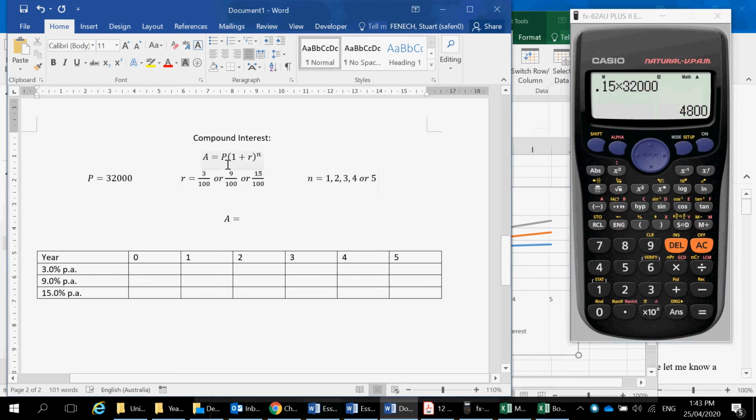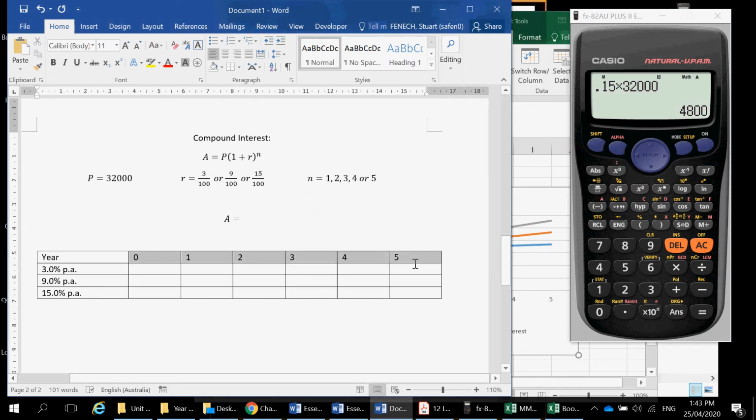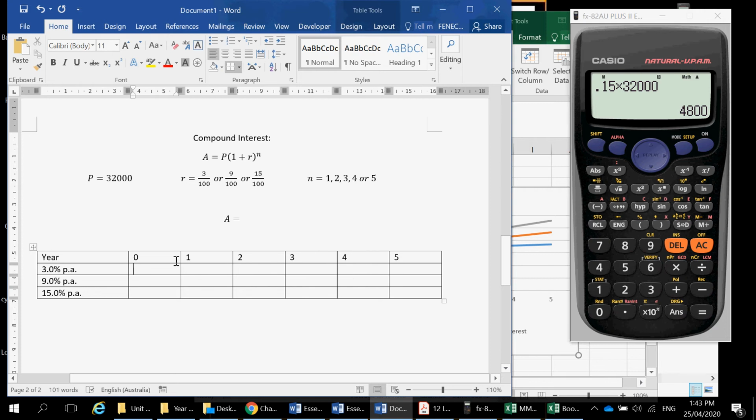Now, in this case, P, the principal, the original amount, is still 32,000. R is the interest rate as a decimal. Again, I'm using the same interest rates as we did for simple interest, so it's 3 over 100 as a decimal, or 9 over 100, or 15 over 100. And from there, N can be any value, because here that's our years: after 0 years, 1 year, 2 years, 3 years, 4 years, 5 years.